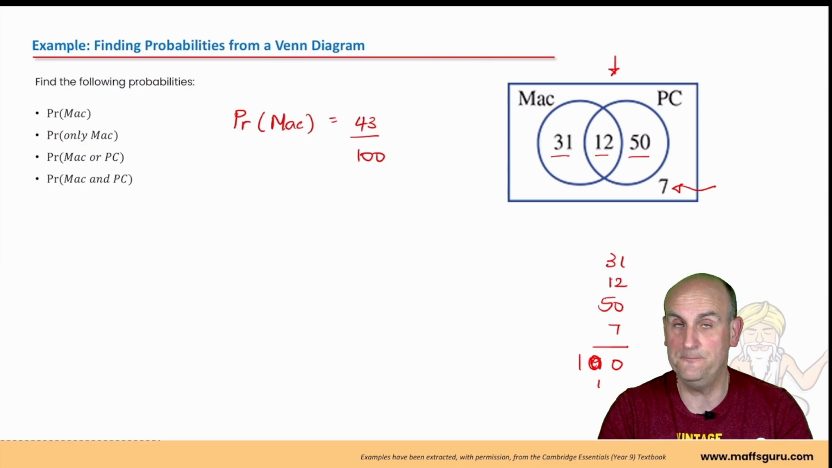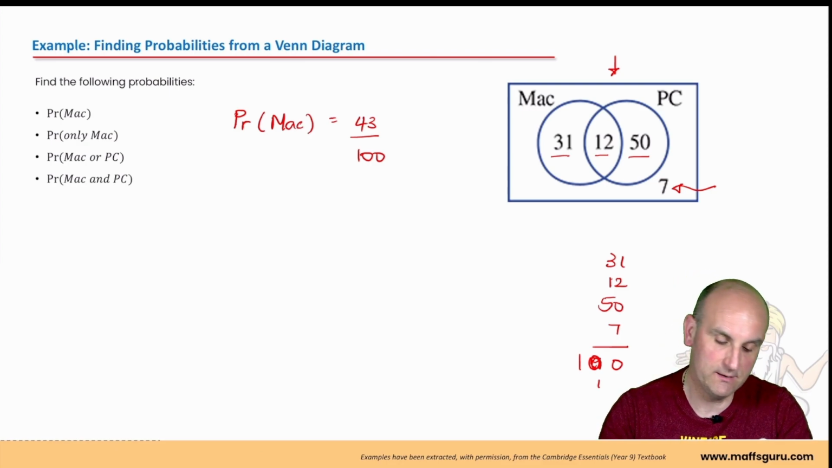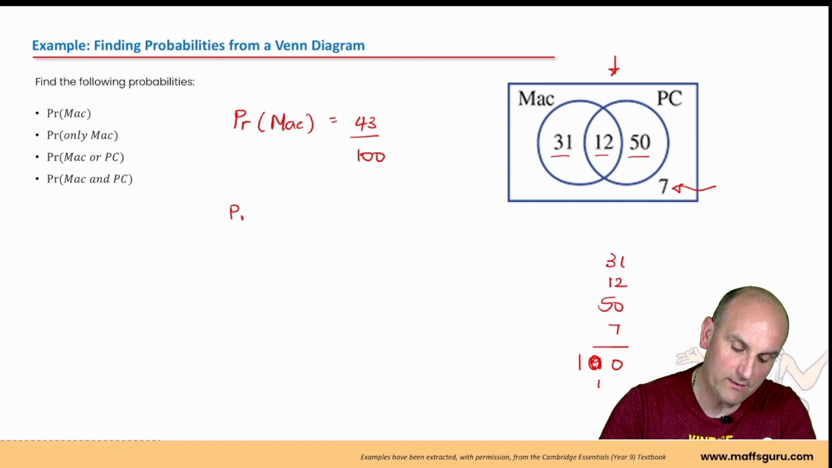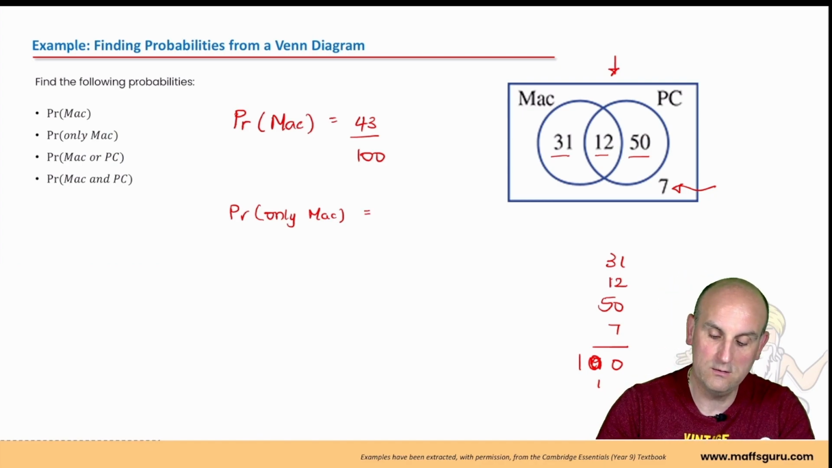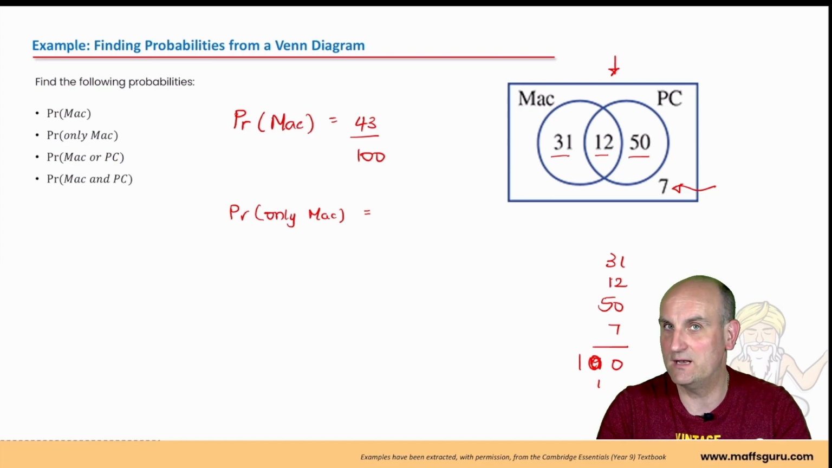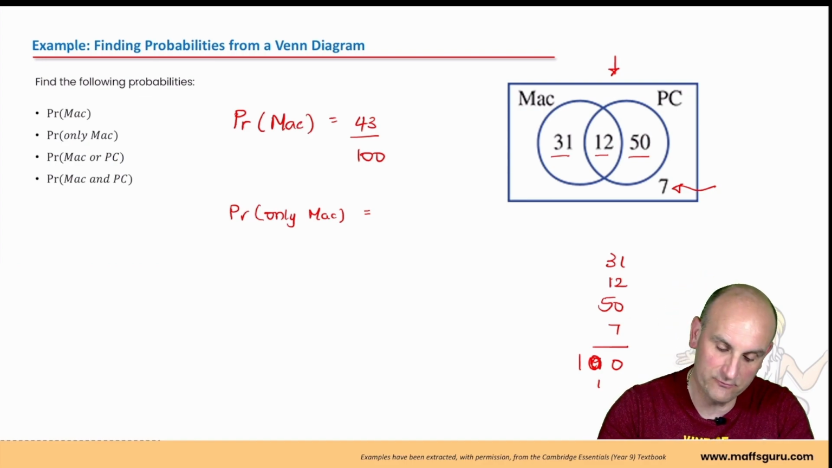Now, can I cancel that down? Nope, because 43 is a prime number. So that's the probability of Mac. What about the probability of only a Mac? Now, again, in that situation, I used the word just a moment ago, but only works as well. How many people are only owning a Mac? They can't own a Mac and a PC, it's just a Mac. And there we go, if we read that off, that gives me 31 on 100.